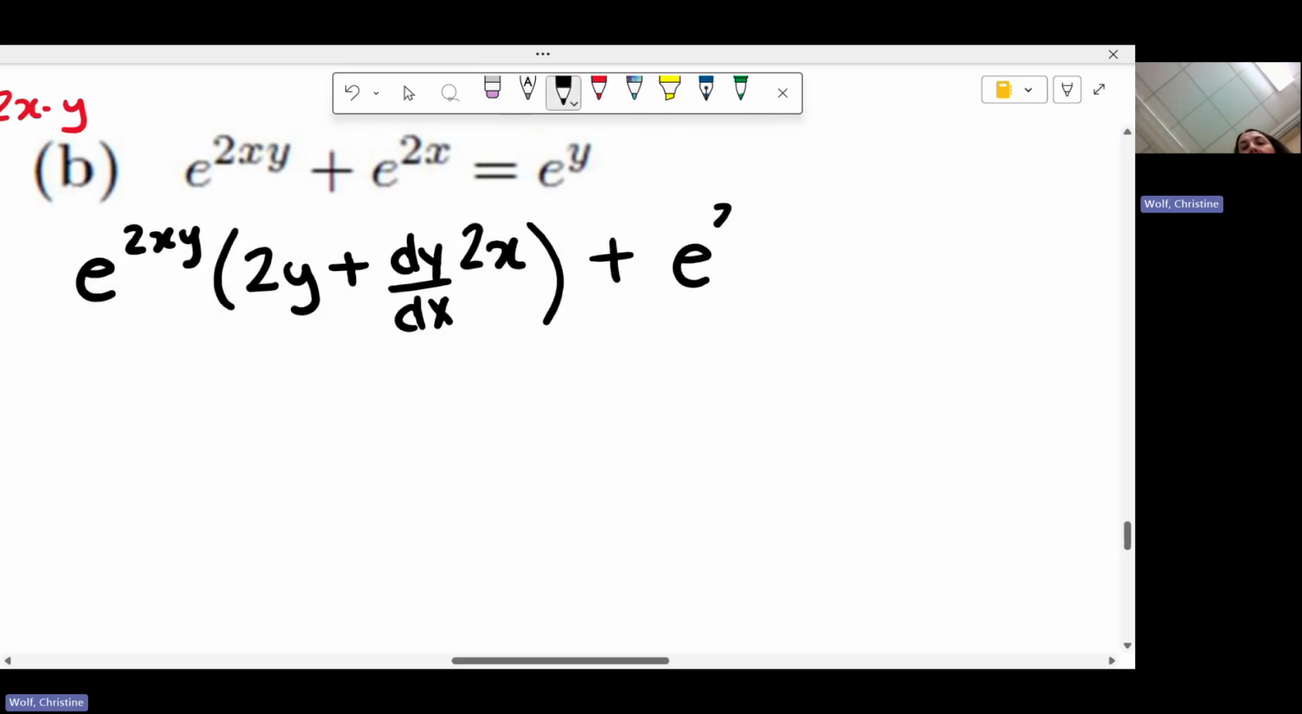Derivative of e to the 2x will be repeated, e to the 2x, but now I multiply it by the derivative of the exponent, which is just 2. That's not a product law, it's just a constant with an x, so it just becomes 2. All right.